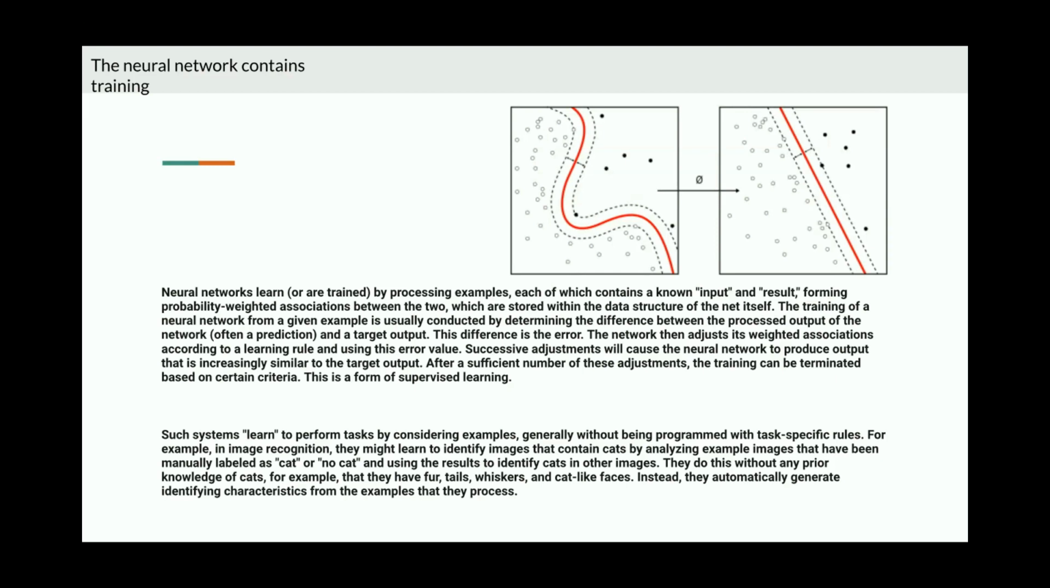Such systems learn to perform tasks by considering examples, generally without being programmed with task-specific rules. For example, in image recognition, a system might learn to identify images that contain cats by analyzing example images that have been manually labeled as cat or no cat, and use the results to identify cats in other images. They do this without prior knowledge of cats, for example that they have fur, tails, whiskers, and cat-like faces. Instead, they automatically generate identifying characteristics from the examples they process. And that's how the graphics work.